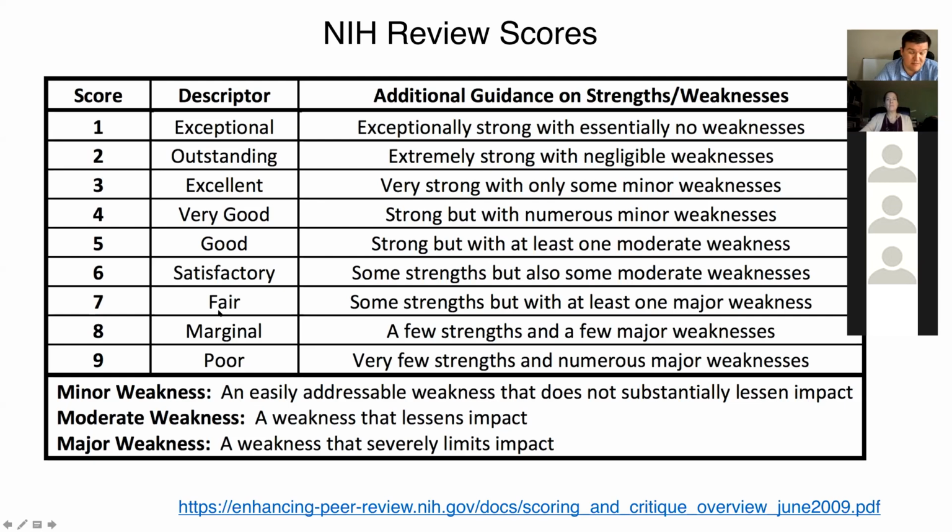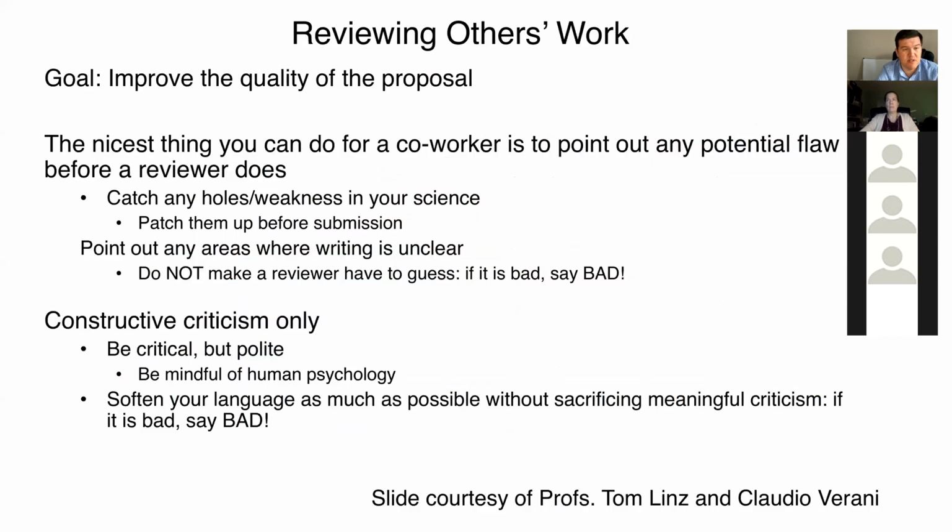And then the other types of scores where you hope your application is not going to fall are fair, marginal, and poor. So these are definitely the proposals that most likely are not going to get funded. All right, so this is how the NIH ranks the proposals. We're not going to use these rankings during our class, but you really should know this scoring system in general if you're ever going to be applying to NIH.